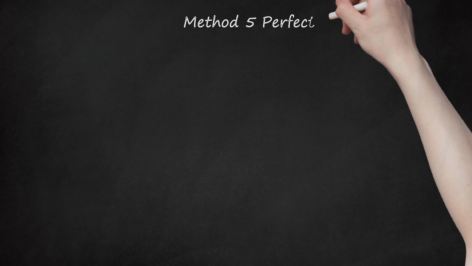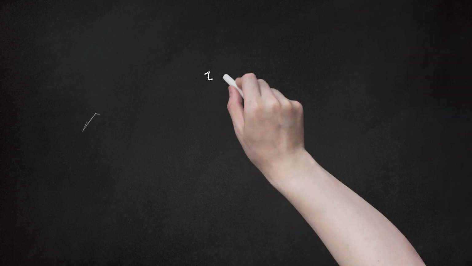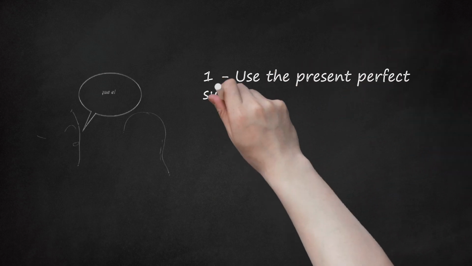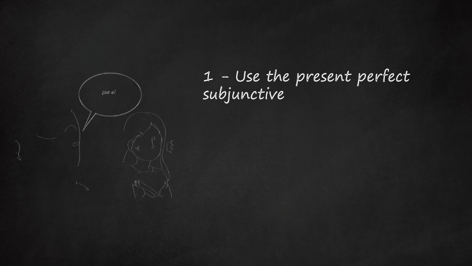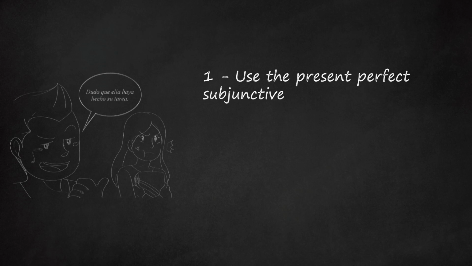Method 5 Perfect Subjunctive. 1. Use the present perfect subjunctive. The present perfect subjunctive is reserved for descriptions of any action that one doubts has been done at any point in the past. This verb form is comprised of two parts, the conjugated helping verb, haber, and the singular past participle of the word hacer. Example, I doubt that she has done her homework, dudo que ella haya hecho su tarea.